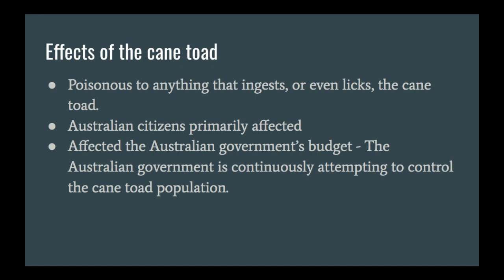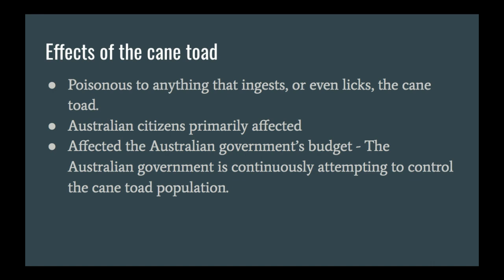Now, the effects of the cane toad are that they're poisonous to anything that ingests or licks them. The Australian citizens primarily have been affected, and they've also affected the Australian government's budget. The cane toad is very poisonous and can potentially kill anything that ingests or licks them. Some animals have learned to avoid these amphibians, but others have not been able to learn that yet. The poison that the toads contain affects the heart and central nervous system of the animal affected.